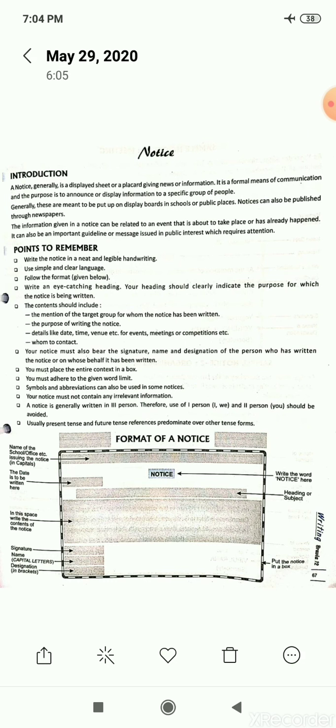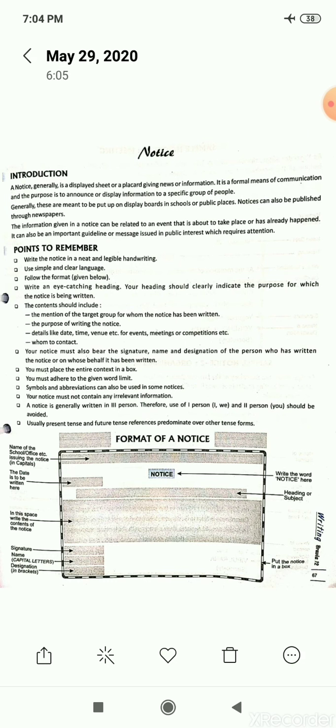Next is the format of a notice. Children, as you can see, in the format of a notice, the very first point is that you have to write the name of the school or the college or the office, or you may say organization, from which the notice is being issued. For example, we are issuing a notice from Apple International School, Lumpy. In the blackened area in the book, we should write the name of the school, Apple International School, Lumpy.